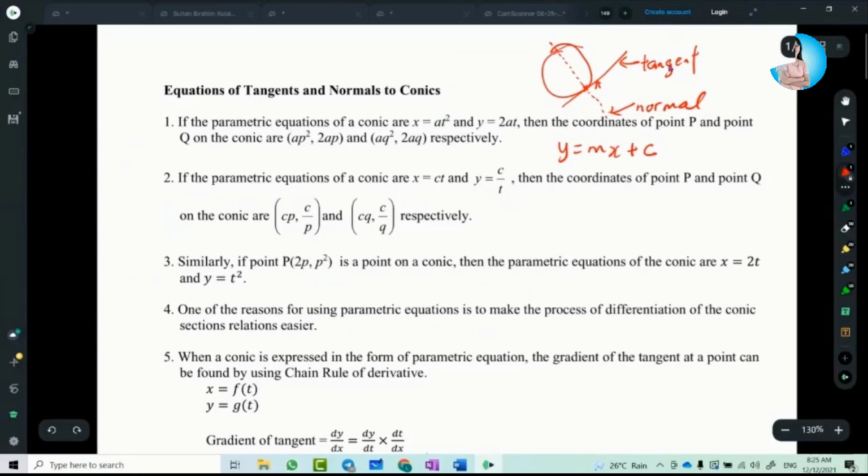So dia punya sequence, we start from gradient of tangent. Okay, apa-apa hal you mesti cari gradient of tangent dulu. Then from gradient of tangent, you can find equation of tangent.